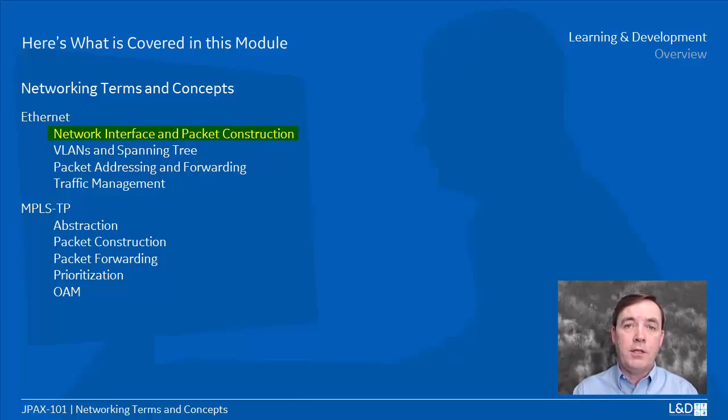For Ethernet, we'll look at the network interface and how it's defined. We'll look at packet construction. VLANs and spanning tree will be reviewed. Then we get into packet addressing and packet forwarding. Finally, for Ethernet, we look at traffic management. For MPLS-TP, we look at abstraction, packet construction, packet forwarding, prioritization, so QoS, and OAM.